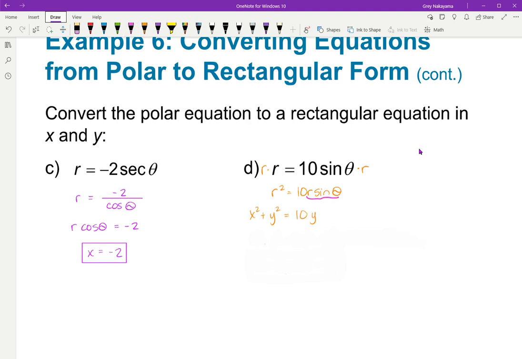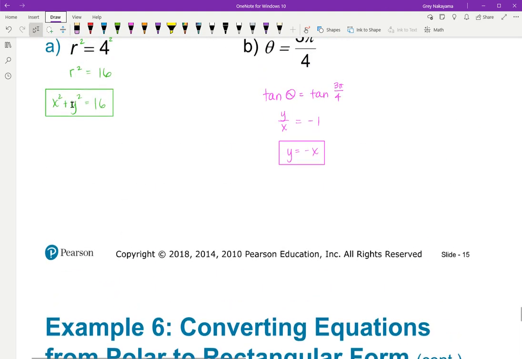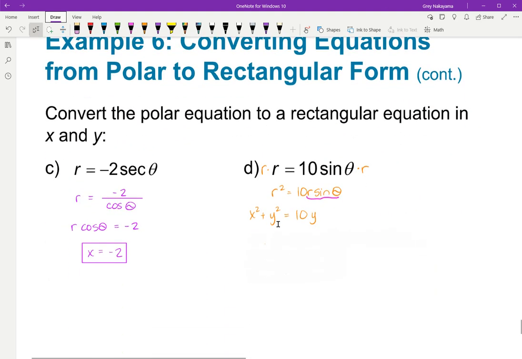And in MyLab Math, you actually have to put that in standard form because I have more than one variable. Before, you could leave it like x squared plus y squared equals 16. But because x squared plus y squared equals 10y, we actually have to complete the square. So I'm going to bring the 10y over, and that's going to give me x squared plus y squared minus 10y, and then I'm going to add a blank on both sides to complete the square.